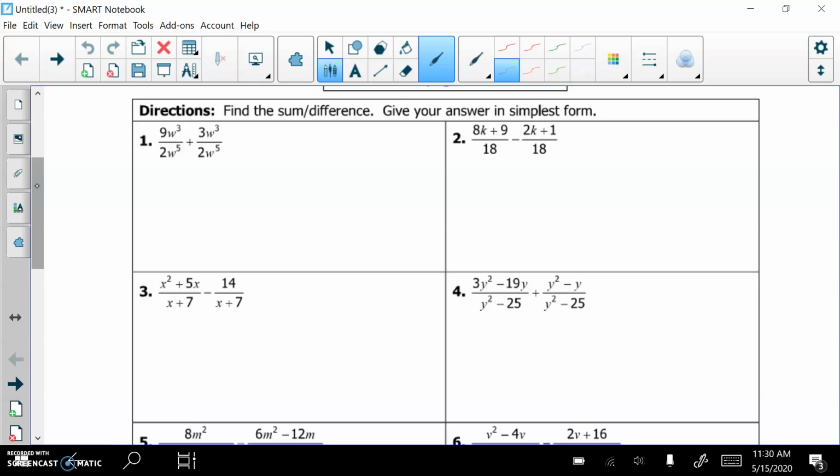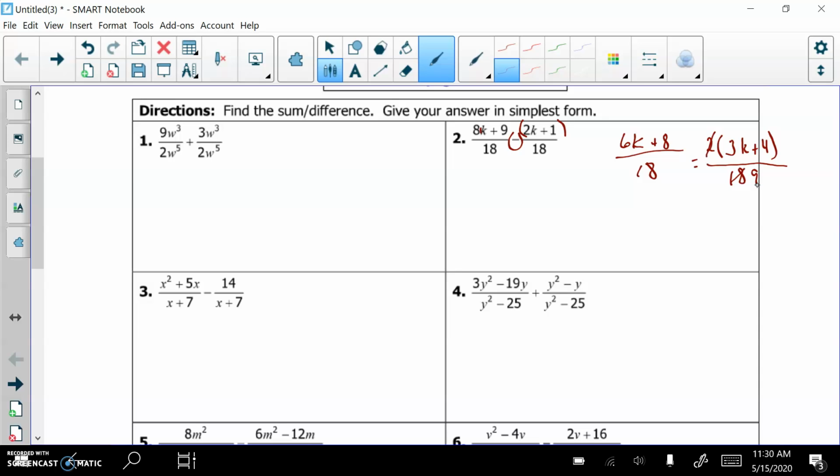So starting with number two, common denominators are already set. We want to subtract. And remember, you're subtracting the whole group. So it's k minus 2k is 6k, and it's 9 minus 1 is 8, all over 18. Always factoring. You can take out a 2 from the numerator, leaving you with 3k plus 4 over 18. And then you want to simplify the 2 with the 18, giving you 3k plus 4 over 9.